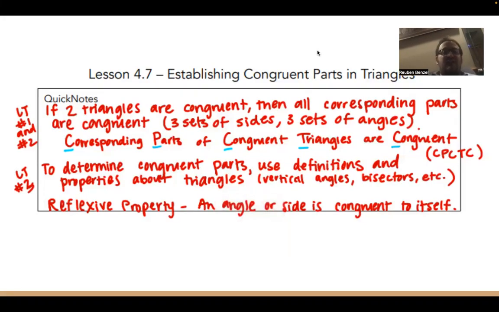Hello. Today's lesson is on establishing congruent parts in triangles. This is the start of the triangle proof unit. Let's suppose that we have two triangles that are congruent to each other. Congruent, of course, means same size and same shape. We might want to think about why they are congruent to each other. Maybe I'll call one triangle ABC, and the other triangle DEF.